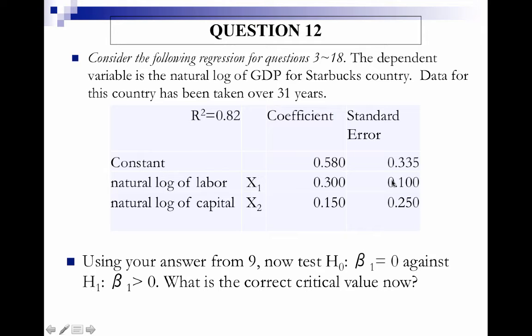Now for the next question, using our answer from 9, we test the hypothesis that beta 1 is equal to 0. So instead of doing a two-tailed test, we're now doing a one-tailed test. And again, we're using an alpha of 10%, but instead of a two-tailed test, it's a one-tailed test.